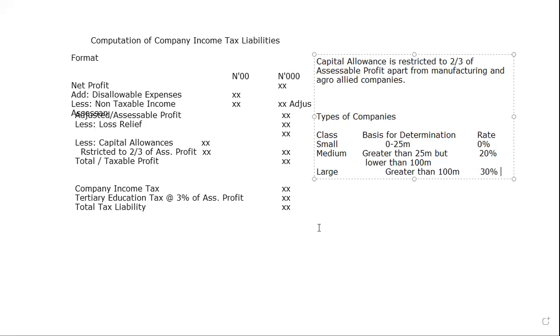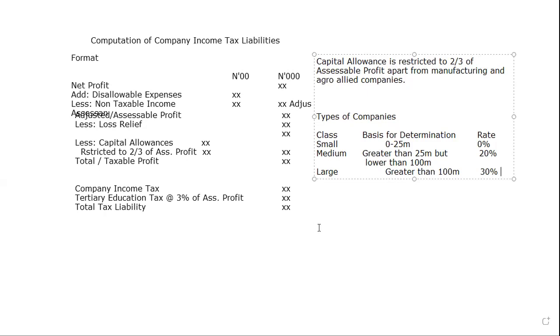Now it looks a little bit abstract. If the turnover is not given in an exam question, how do we identify whether it's a small or medium company? 30% is the standard rate. But for your level, I don't expect the examiner to not give you revenue.